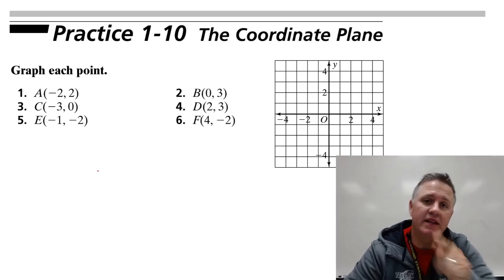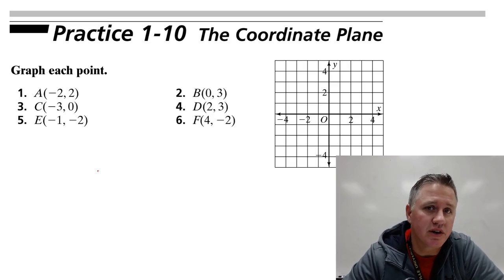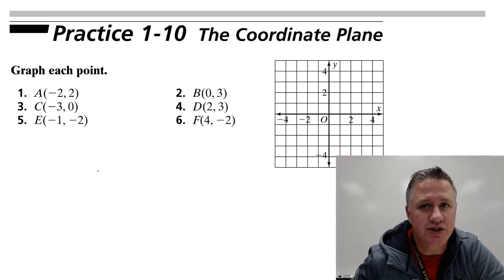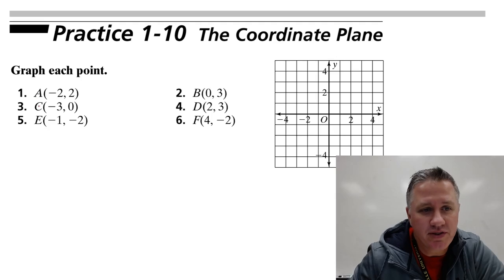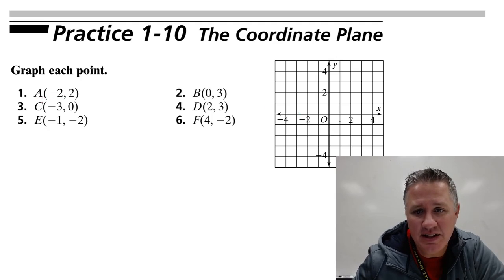All right, you completed the homework on graphing and then using the coordinate plane. So now let's check out your answers and see how you did. All right, we're going to graph the following points. A is on -2, 2.